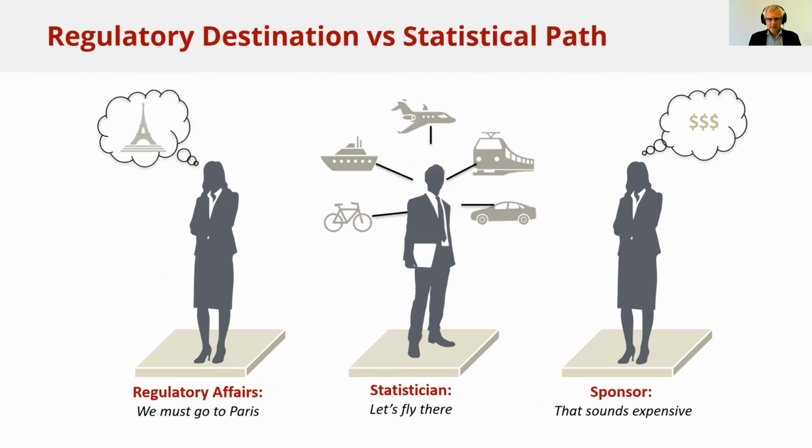So how does the statistician relate to this? Well, it's primarily with regulatory affairs. And regulatory affairs maps out that pathway. And they say, well, I want to go to Paris, which means this is what will be required to satisfy the FDA. The statistician says, okay, in order to get there as efficiently as possible, we're going to take a private Learjet, which means we're going to have some very complex, innovative design with a lot of requirements.